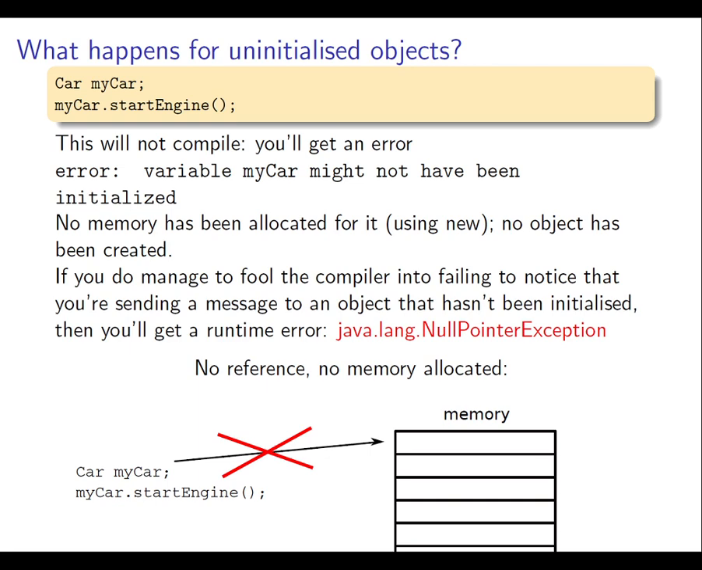The compiler is pretty clever these days at working out when your code is doing something silly like that, is trying to send a message to an object that doesn't exist, but it's not perfect. So if you do manage to fool the compiler into failing to notice that you're sending a message to an object that hasn't been initialized, then what you'll get is a runtime error, a Java lang NullPointerException. So this code isn't actually an example of that, because this particular error in this plain circumstance will be caught by the compiler, but it's worth actually thinking about the circumstances under which the compiler can catch those errors. It can't always do it. If it doesn't, you'll get a runtime error.